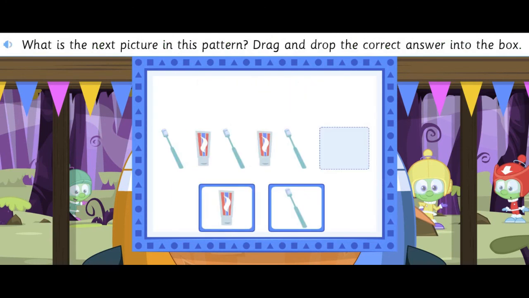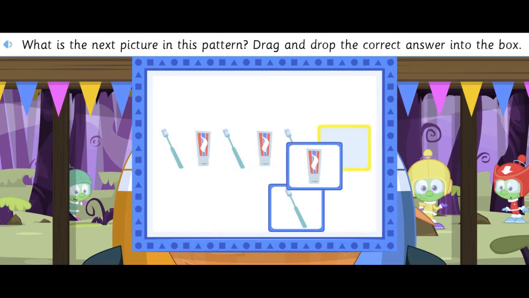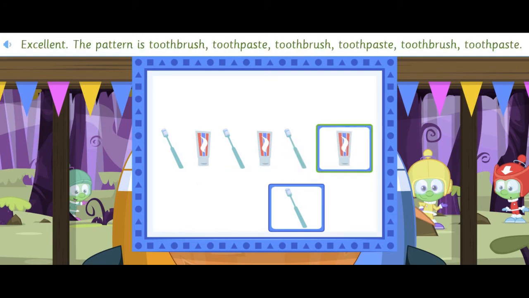Now, what is the next picture in this pattern? Drag and drop the correct answer into the box. Excellent! The pattern is toothbrush, toothpaste, toothbrush, toothpaste, toothbrush, toothpaste.